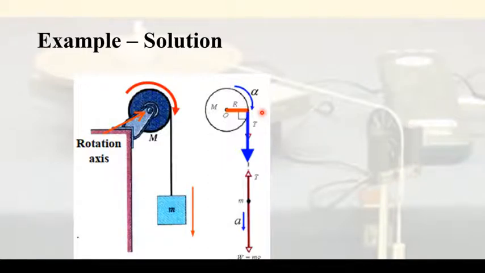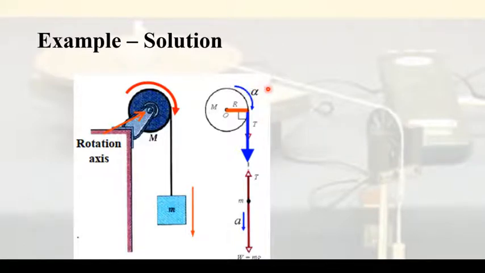When you have an object that is in equilibrium, then we take clockwise as a negative torque, anti-clockwise as positive torque. But now, if you have an object rotating with an angular acceleration, then we are going to take the direction of rotation as the positive direction.